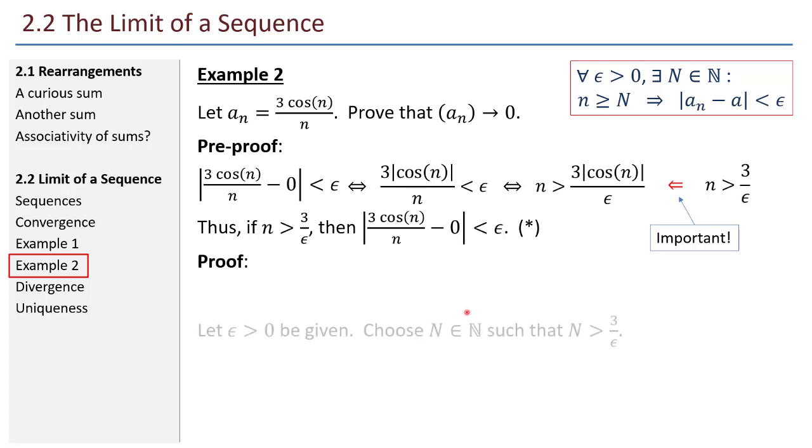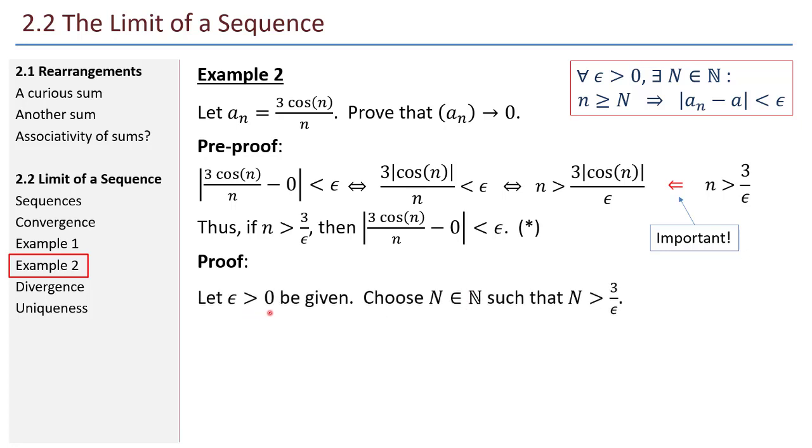Now for the actual proof. Let epsilon greater than 0 be given. Choose big N, a natural number, such that big N is greater than 3 over epsilon. Okay, it's a mysterious number if you didn't look at the pre-proof, but now we'll see why that works.